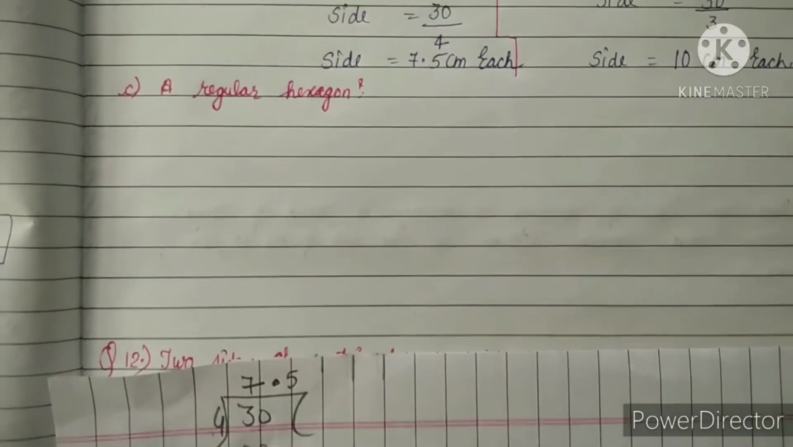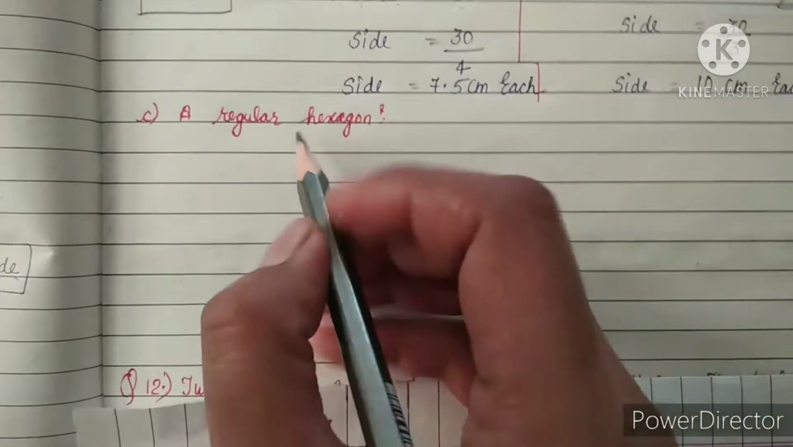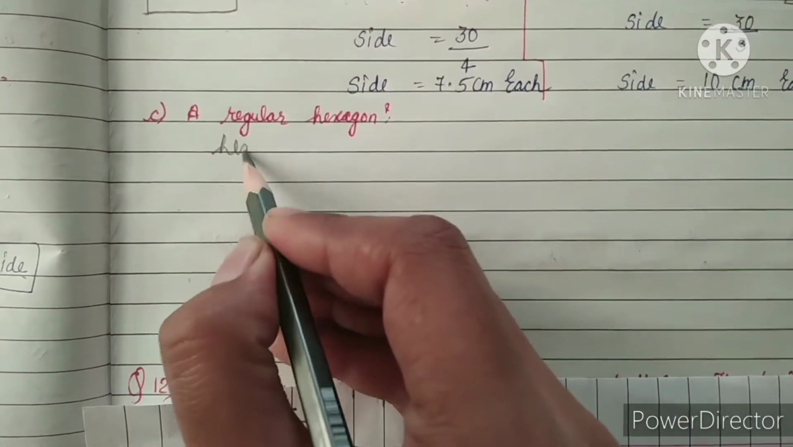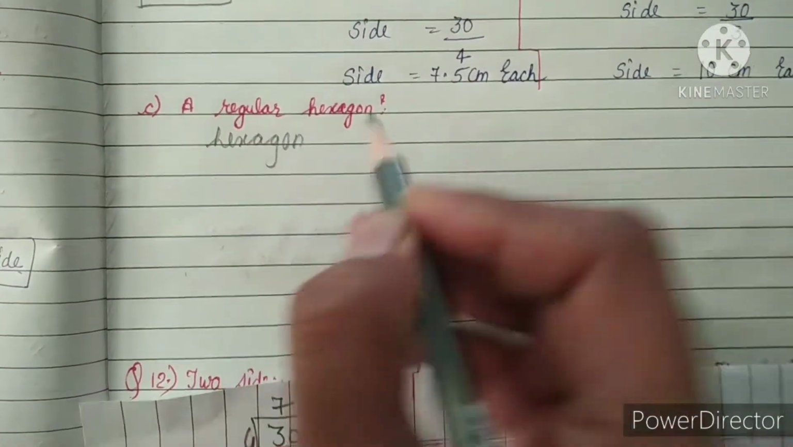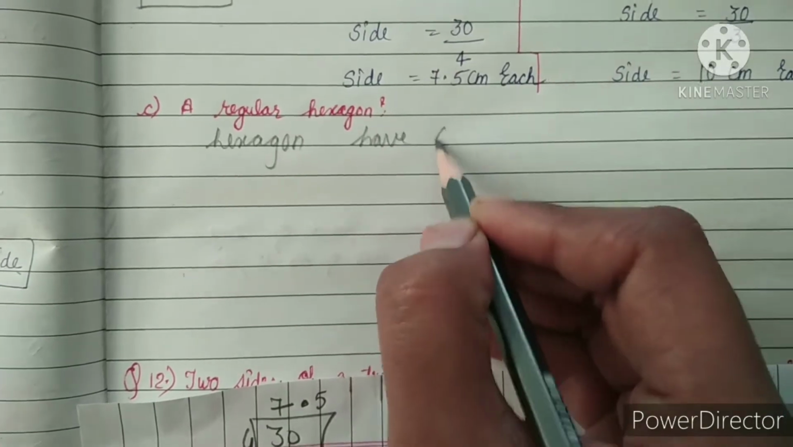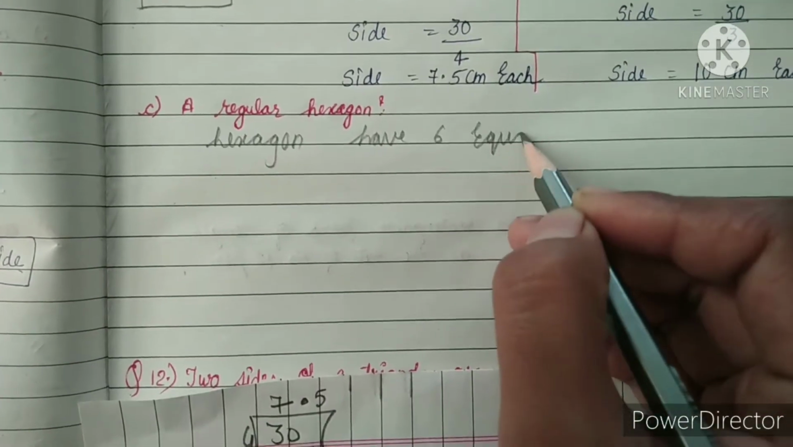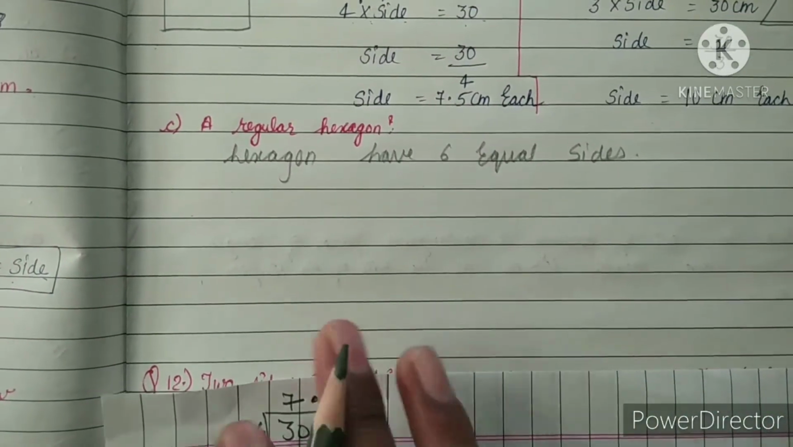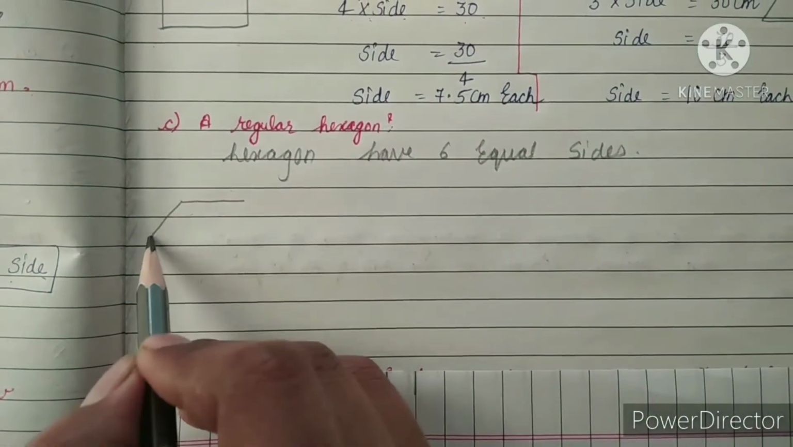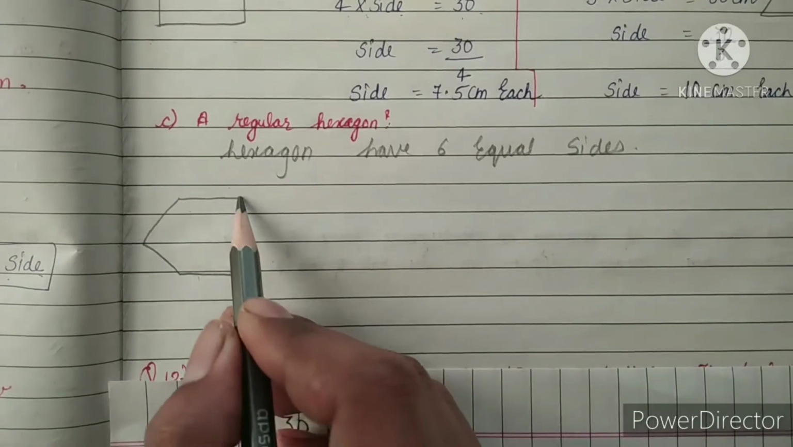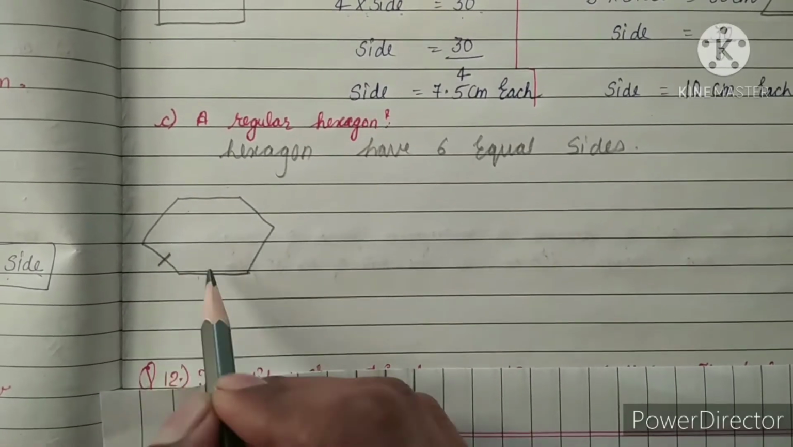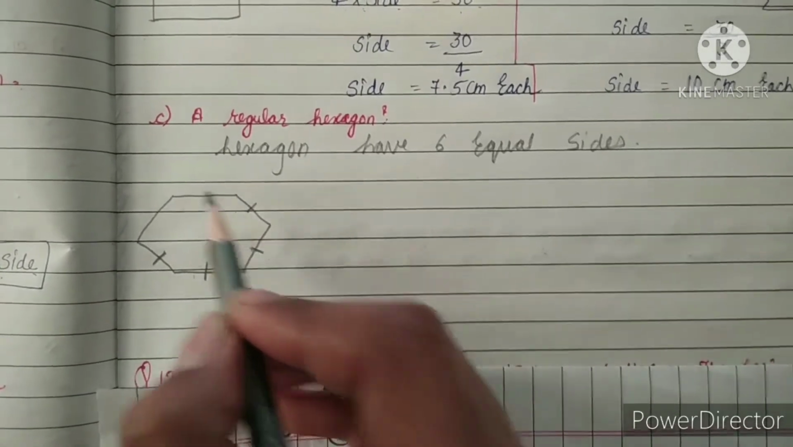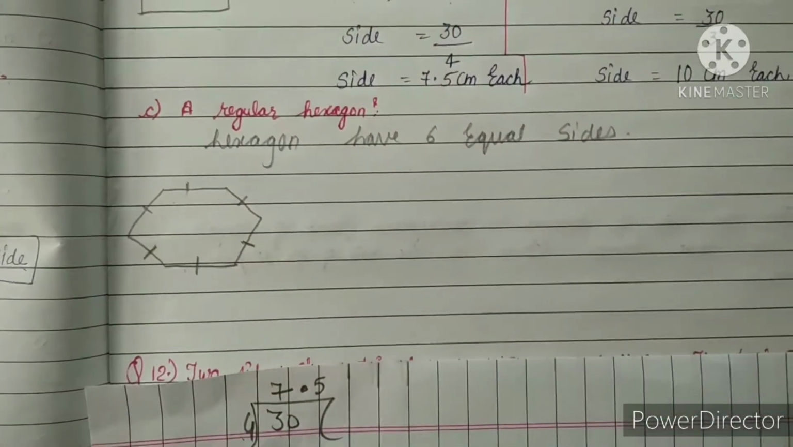Now its C is a regular hexagon. We know hexagon is the figure having 6 equal sides. Okay, 6 equal sides. So its figure will look like this. This side is equal to this, they all are equal to each other.